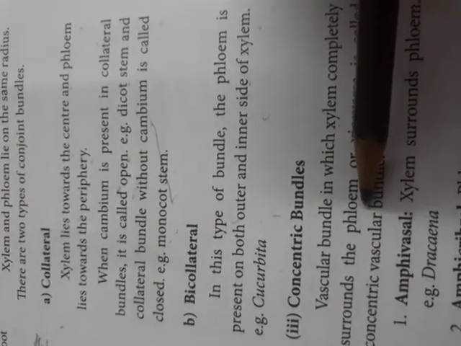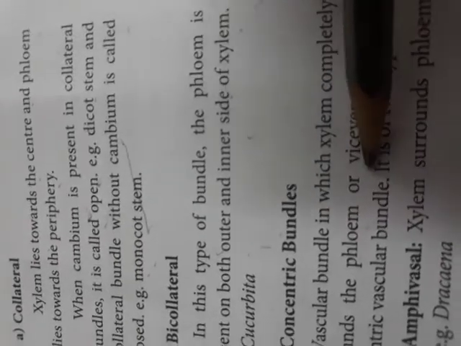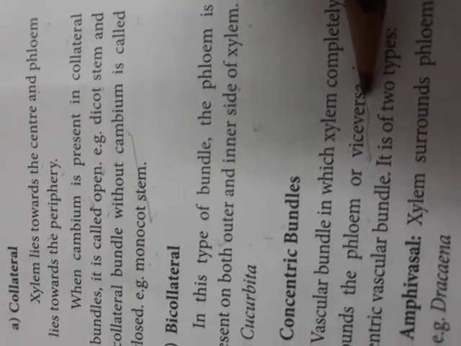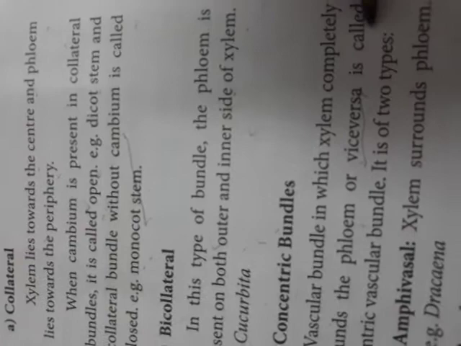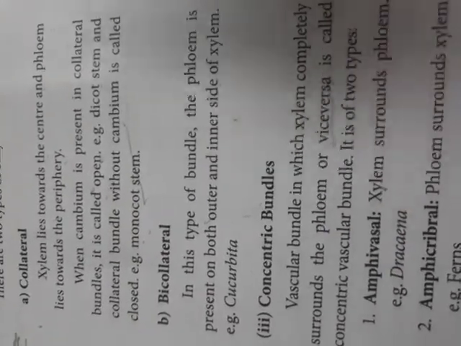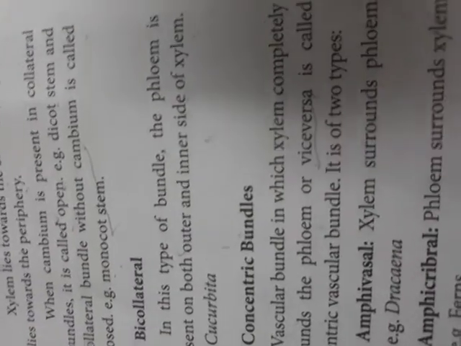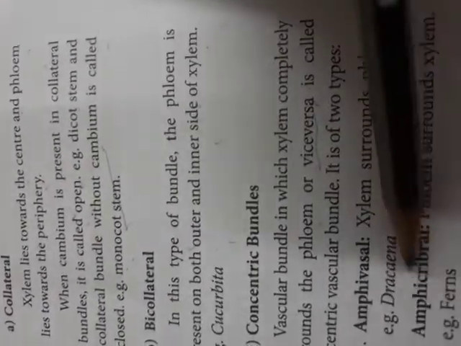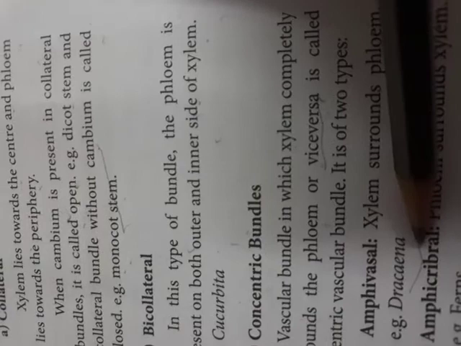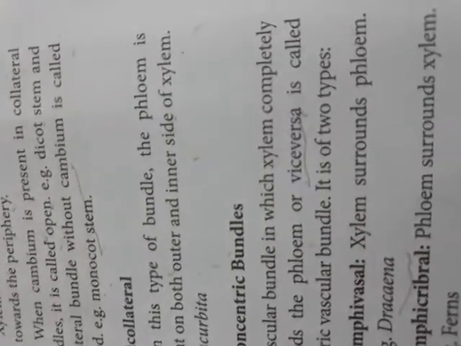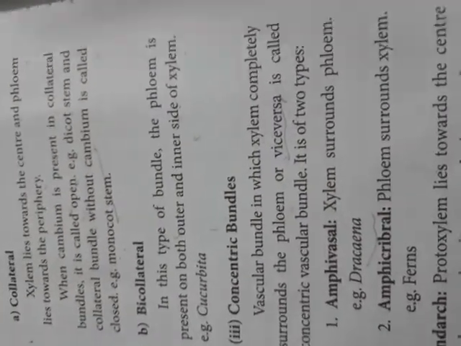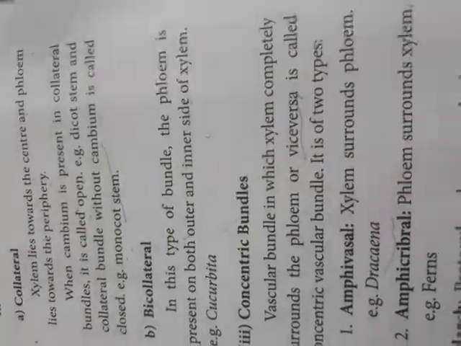So the concentric vascular bundle is one in which xylem completely surrounds the phloem, or vice versa, just opposite: phloem will be at the center, surrounded by xylem. It is called the concentric vascular bundle. It is of two types. One is called amphivasal, xylem surrounds phloem, where we can see Dracaena, and amphicribal, phloem surrounds xylem, where we can see the ferns.